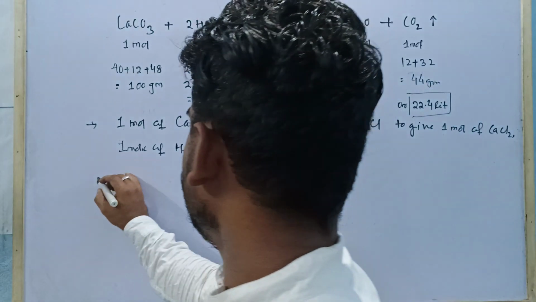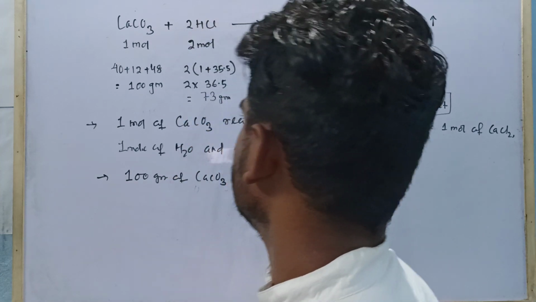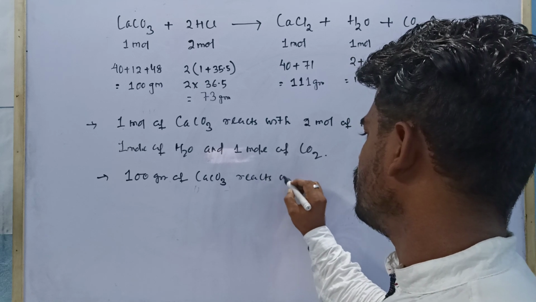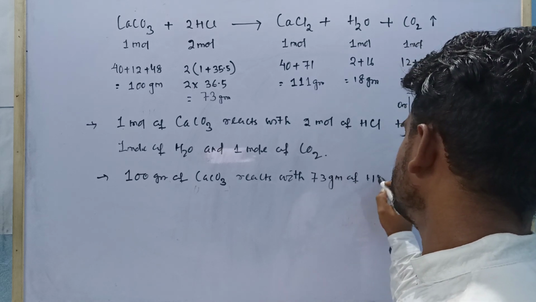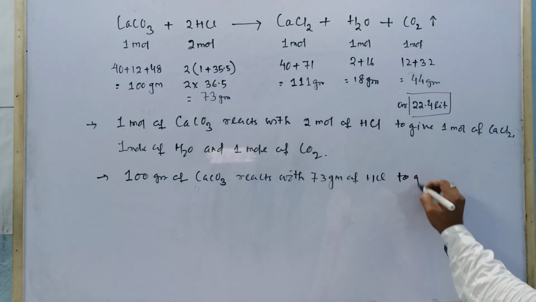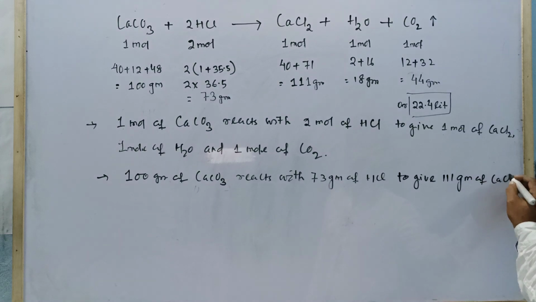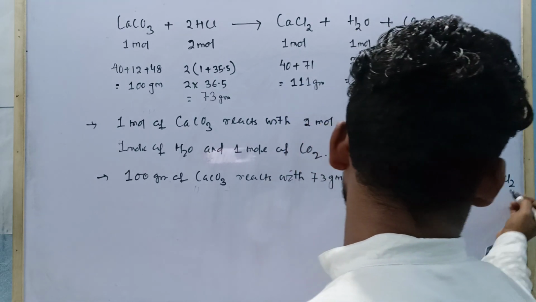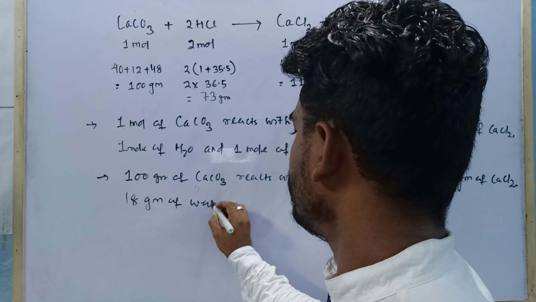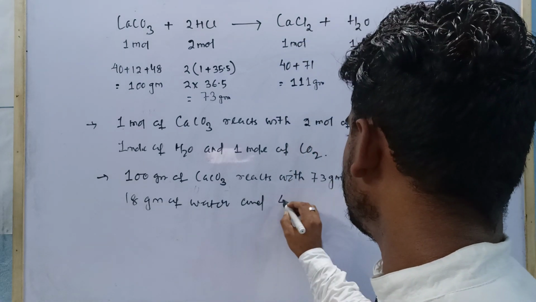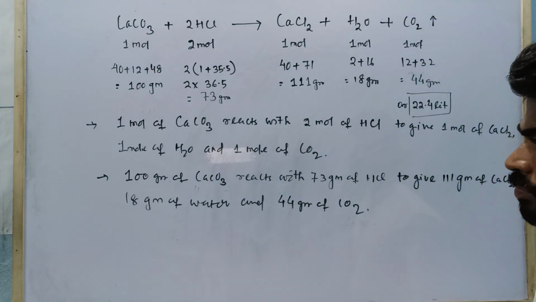Okay, otherwise you can say 100 gram of calcium carbonate reacts with 73 gram of HCl to give 111 gram of calcium chloride, 18 gram of water and 44 gram of carbon dioxide. That clear? Okay.